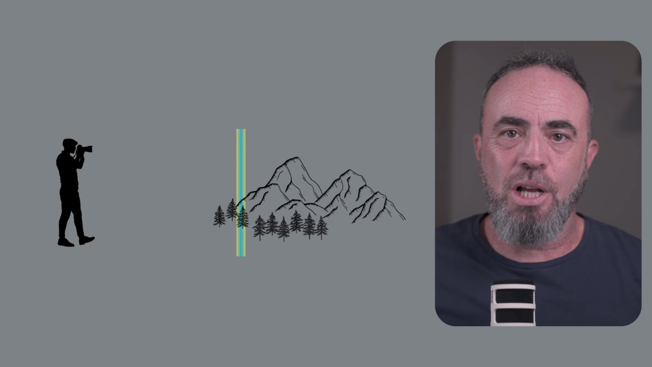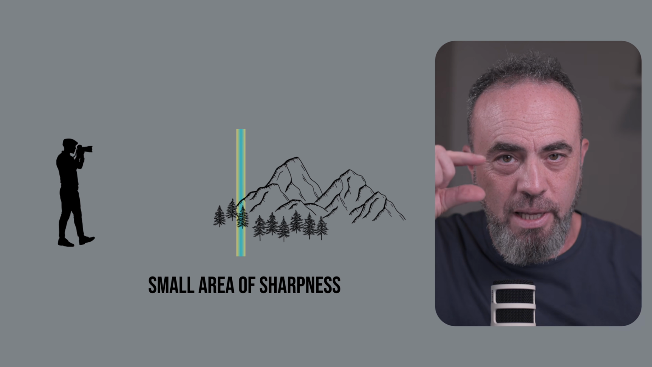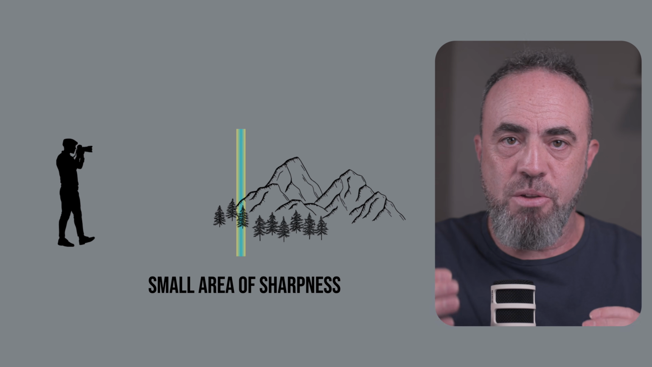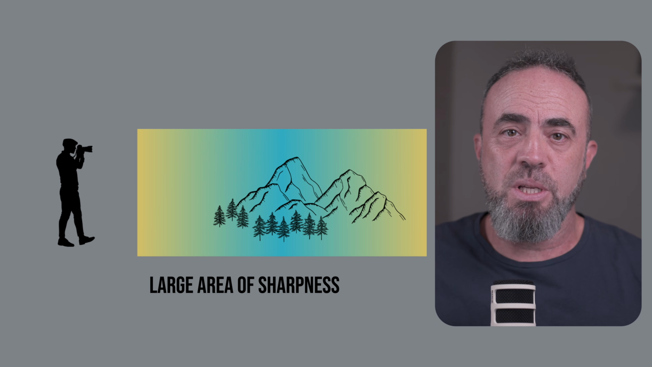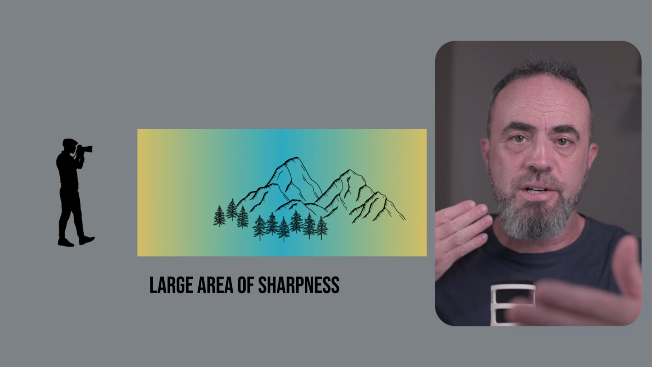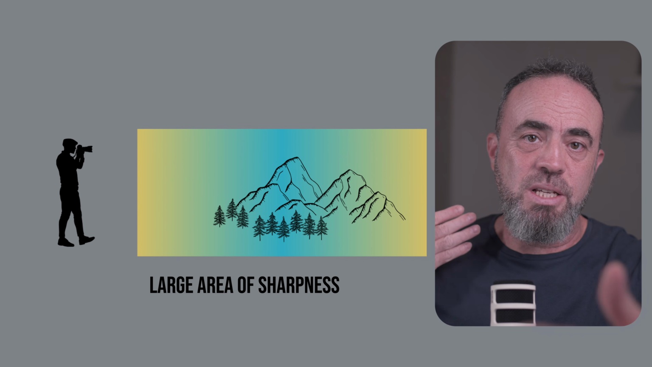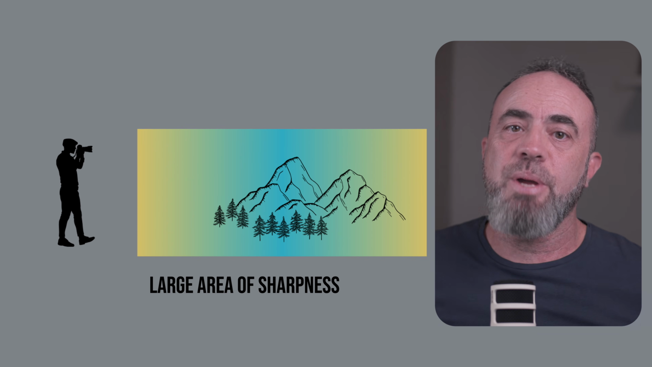So when you hear shallow depth of field, it means the area of sharpness is very small, with very little sharpness before and behind the subject in focus. And when you hear a large depth of field, it means that the area of sharpness is very large, and the near and far limits extend well in front of and behind the subject.